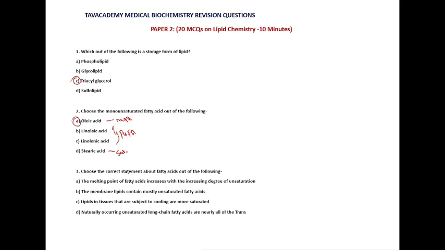Question 3. Choose the correct statement about fatty acid out of the following. The melting point of fatty acid increases with increased degree of unsaturation. That is incorrect. The membrane lipids contain mostly unsaturated fatty acid. That is very correct. Lipid in tissues that are subject to cooling are more saturated. Not correct. Naturally occurring unsaturated long chain fatty acid are nearly all of the trans. Not correct. So the correct statement about fatty acid will be option B.